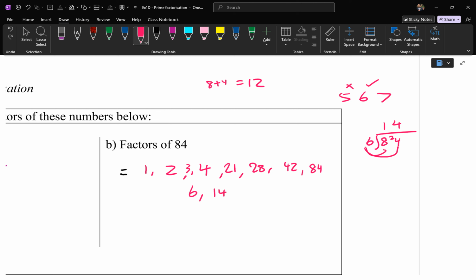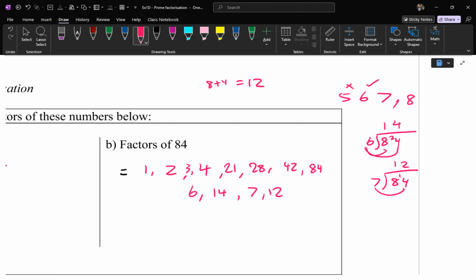Wait. No, 7 does work actually. 7 goes into 8 once, remainder 1. 7 goes into 14 twice, so that means 7 times 12 gives you 84. What about 8? Does 8 fit into 84?